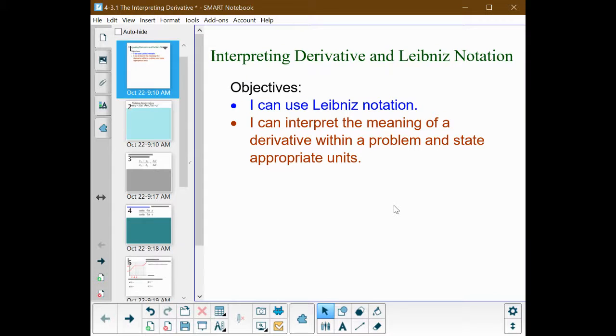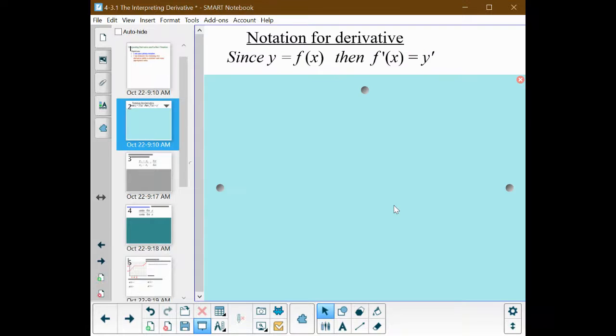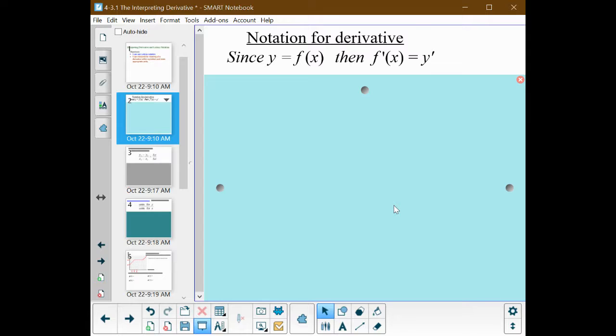Hello, today we're going to talk about interpretations of the derivative, and we're going to be introduced to Leibniz notation. So we'll jump right into this here. Our objectives are: I can use Leibniz notation, and I can interpret the meaning of a derivative within a problem and state appropriate units.